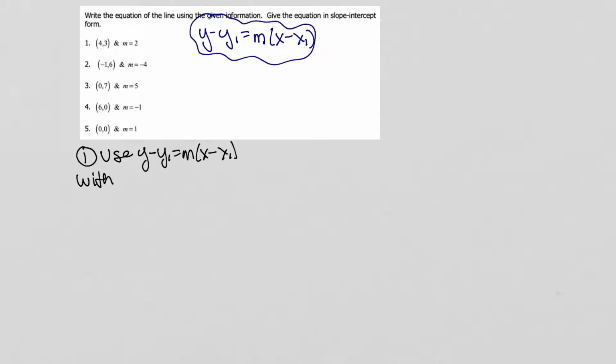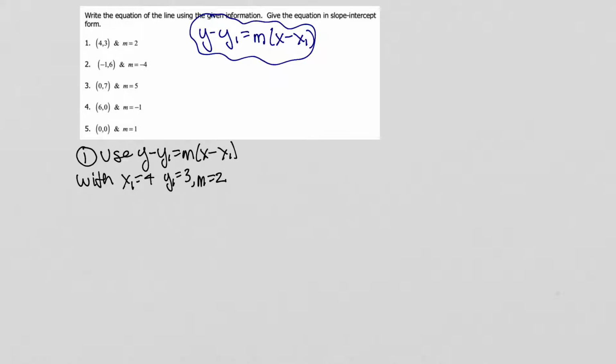Now look at this form. What do we need? We need a y1. We've got a y1, right? The first y we see, in fact the only y we see, is 3. We need an m. We've got the m, that's a 2. And we need an x1. An x1 is the first x we see, and that's 4. So I'm going to use this point-slope form with x1 equal to 4, y1 equal to 3, m equal to 2.